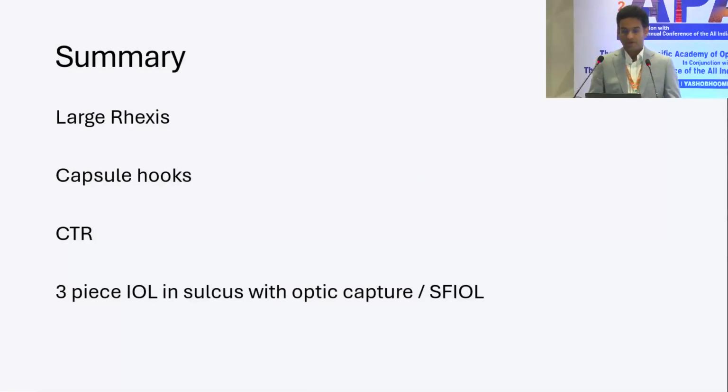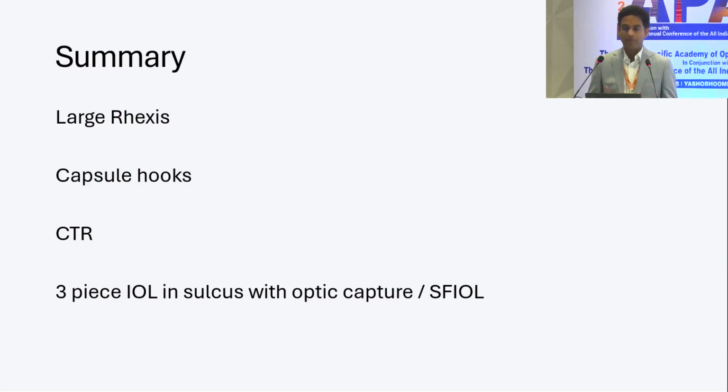So to summarize, for zonular dialysis cases, when you're doing SICS or phaco, it's always better to have a large rhexis, at least 5.5mm, because with late onset capsular phimosis, that can cause further decentration of the bag-intraocular lens-CTR complex. And you can use capsule hooks, like either the iris hooks or Chang capsule hooks, because the Chang capsule hook goes all the way to the equator of the lens and supports that, and then you can place a CTR.